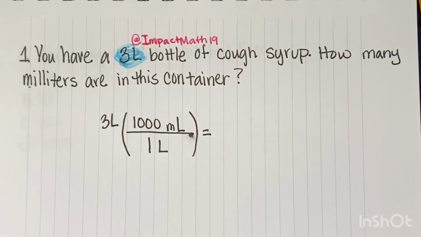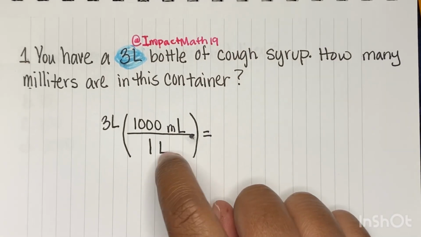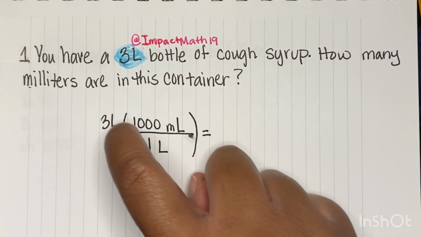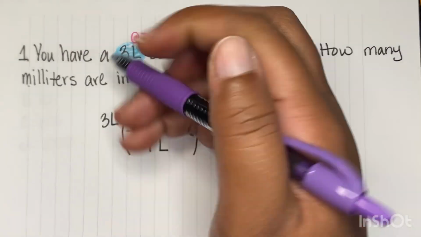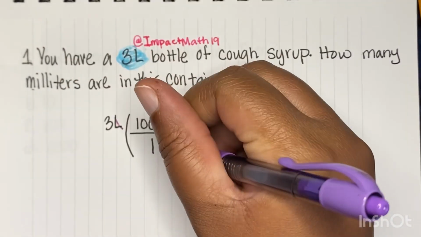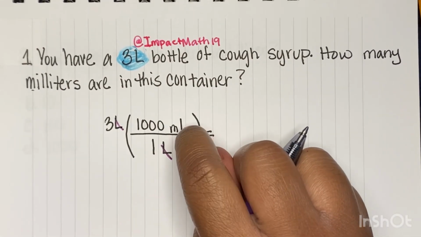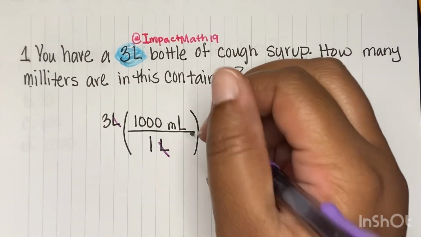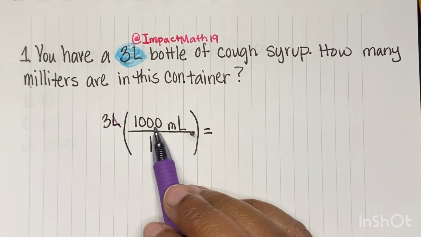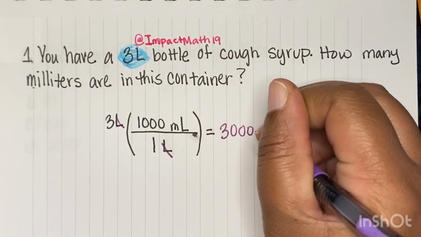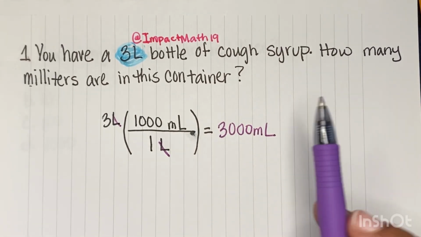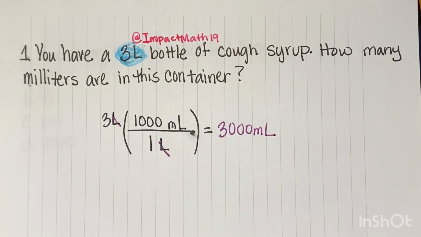Okay, so it's important that the liter goes on bottom because you want the liters to cancel out. So they end up canceling out here, and then you're left with milliliters, which is what it's asking, how many milliliters. So then we're going to do 3 times 1,000, and you get 3,000 milliliters are contained in the cough syrup bottle. All right, let's do another one.